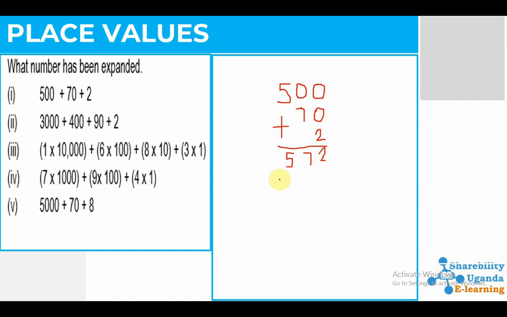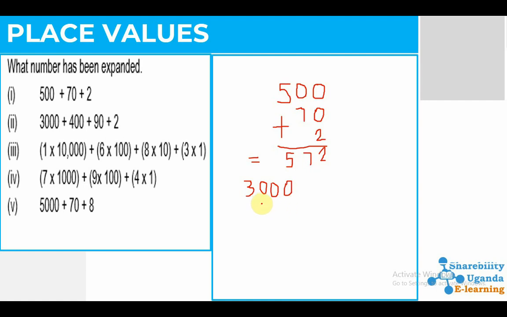572. Okay, so this is the number that was expanded. We can simply write this number as the one which was expanded. We also have another one which is 3,000. Okay, it's going to take some good time, but we are learning.